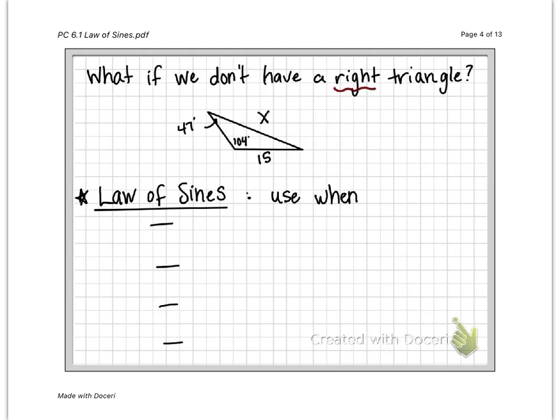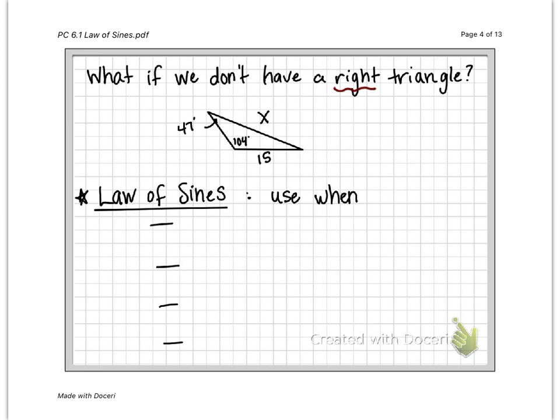Now, the part that we get into today is what if we don't have a right triangle? Because that will come up. Sometimes you'll have a triangle like this. There is no right angle here. We cannot use Pythagorean theorem. We cannot use SOHCAHTOA because we don't have a right triangle. So for this, when we have two angles and a side, or two sides and an angle, we can use what's called the law of sines.